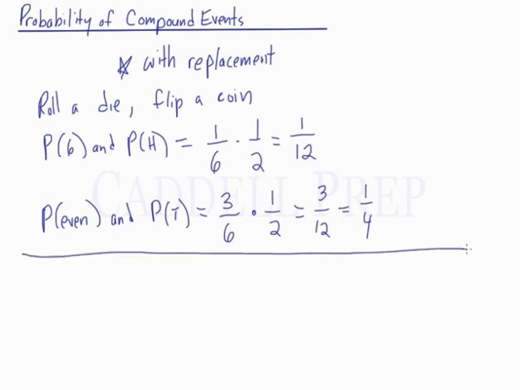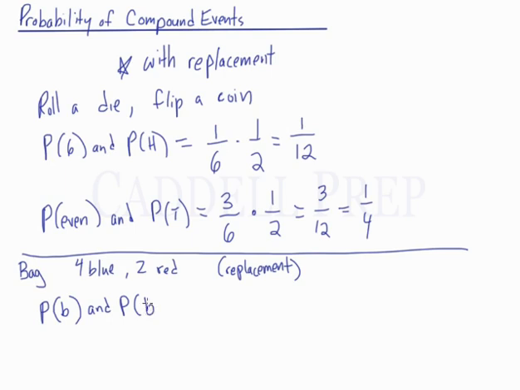Let's look at a different example now. Let's say we have a bag that has 4 blue marbles and 2 red marbles. What's the probability of picking a blue marble, then replacing it, so putting it back into the bag, and then picking another blue marble?